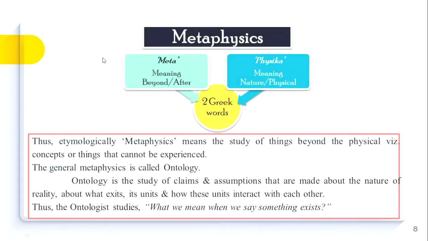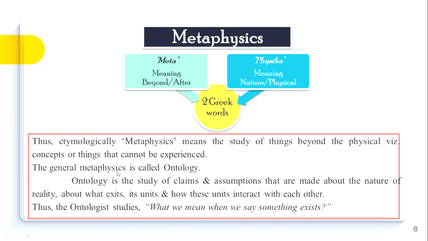Next, we will look at metaphysics. What is metaphysics? It has been derived from two Greek words, meta and physica. Meta means beyond or after, and physica means nature or physical. Thus, etymologically, metaphysics means the study of things beyond the physical, that is, the concept of things that cannot be experienced directly through the sense organs.